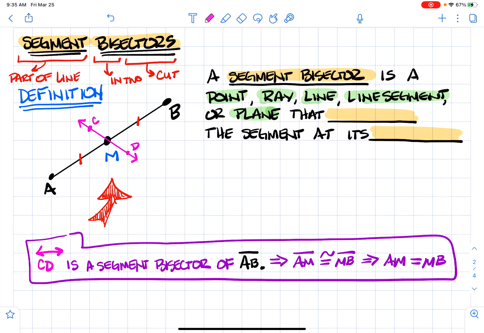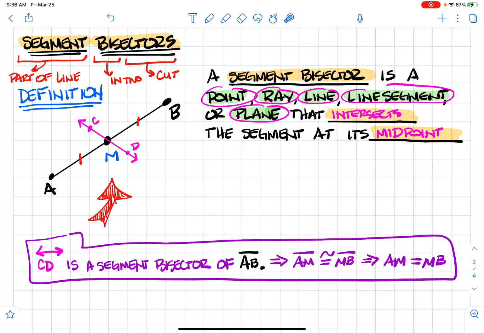So for our rigorous definition here, a segment bisector is a point, a ray, a line segment, or a plane. It can be any one of those. Point, ray, line segment, or a plane that intersects the segment at its midpoint. Okay? So the big takeaway here is that you could have points, you could have rays, you could have lines, you could have line segments, or you could have planes. All of these could be considered and used for segment bisectors.